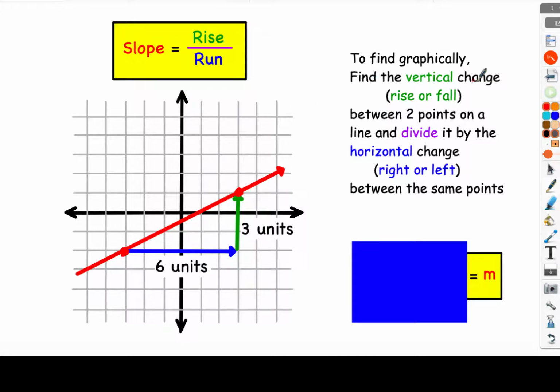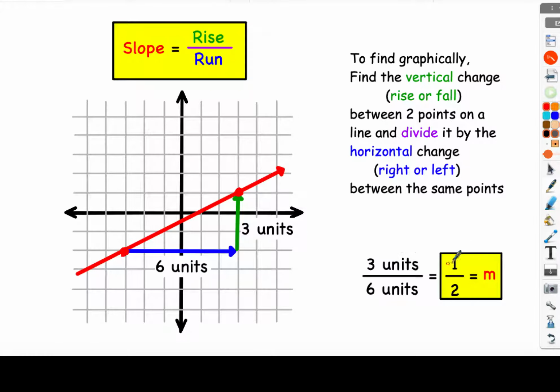Again, it's the vertical change between 2 points on the line divided by the horizontal change, or basically the ratio of vertical change to horizontal change. The rise, 3 units, to run, 6 units. And if we divide those two things, we could actually reduce, right? 3 over 6 would be the same thing as 1/2.